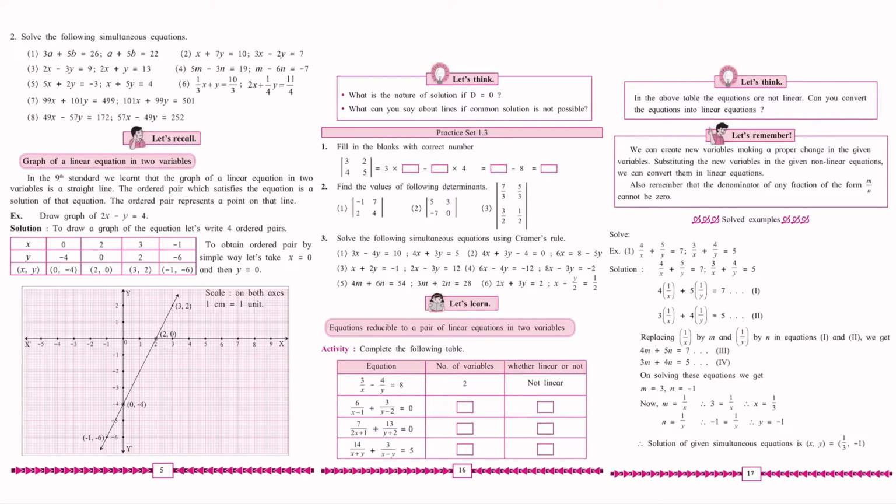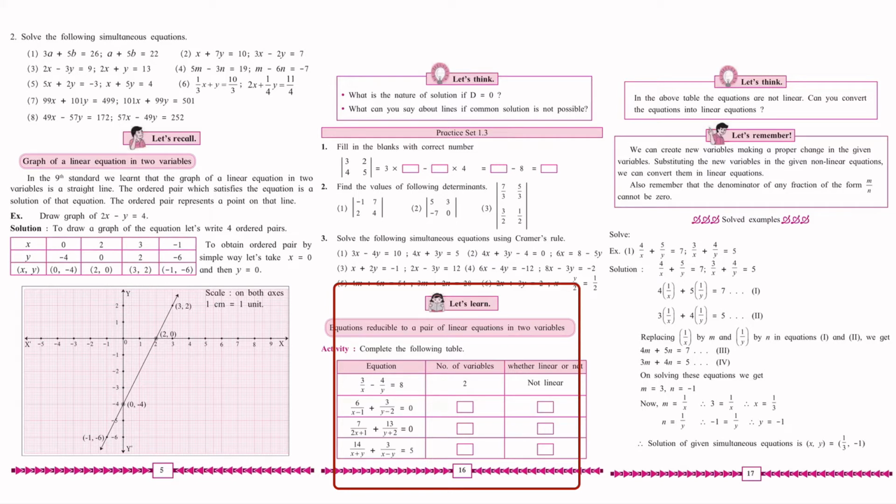Graphical method, nothing is reduced from graphical method. Nothing is reduced from the Cramer's rule as well. Cramer's rule and graphical method is as it is there. Nothing is reduced from it. Next, directly on page number 16, we have an activity. Equations reducible to a pair of linear equation in two variable. So that part is completely reduced.